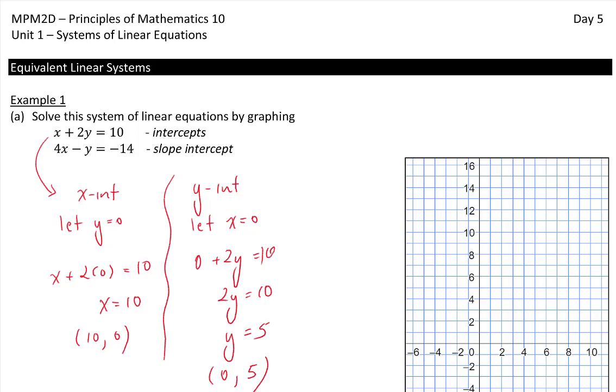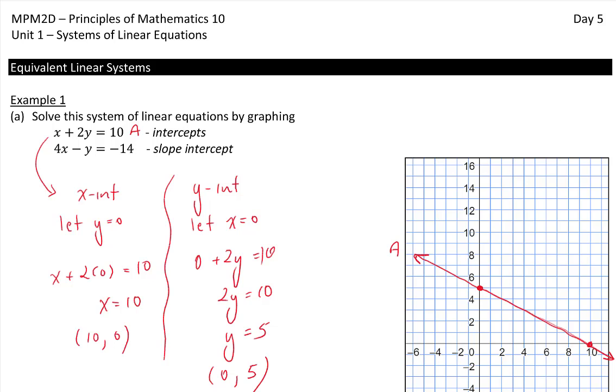Next, we're going to graph these 2 points. So here's (10, 0). Here is (0, 5). We'll connect these points with a line. I'll try my best to make a straight line. And that is equation A. So label our equation.